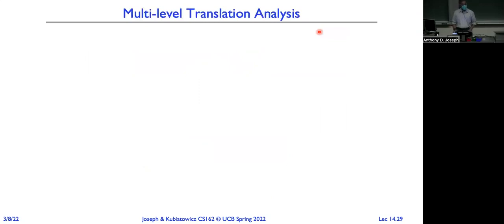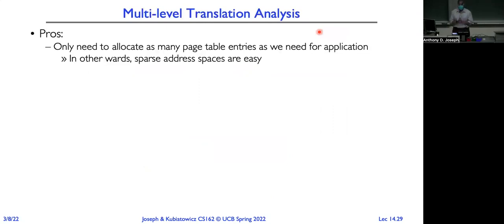So let's take a step back and look at what we learned with multi-level translation techniques. So advantages. Well, we only are going to end up allocating as many page table entries as we need for our application's usage. So if we have a really sparse address space, all that sparseness doesn't matter. There's no data structures that we need to have to track that sparseness. That'll all get captured in the top level of our data structure.